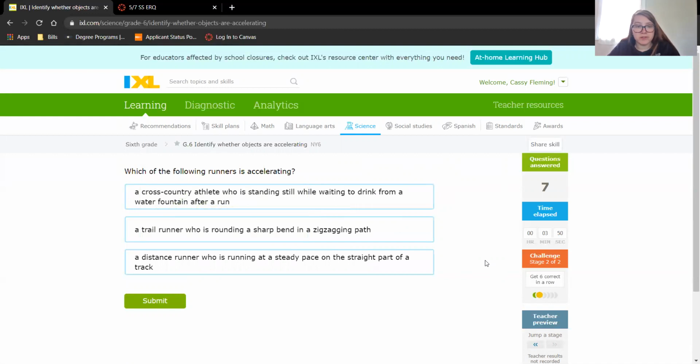Which of the following runners is accelerating? A cross-country athlete who is standing still while waiting to drink from a water fountain after a run, a trail runner who is rounding a sharp bend in a zigzagging path, or a distance runner who is running a steady pace on the straight part of a track. So the first one, they're not moving, they're staying still. And the third one, they're staying in a straight line, not changing their pace. So those are both constants, which means the middle one, the person zigzagging, is accelerating. They're changing their direction in that case.